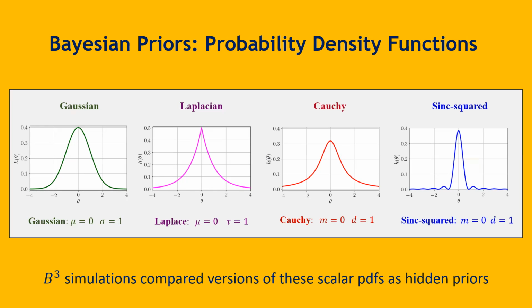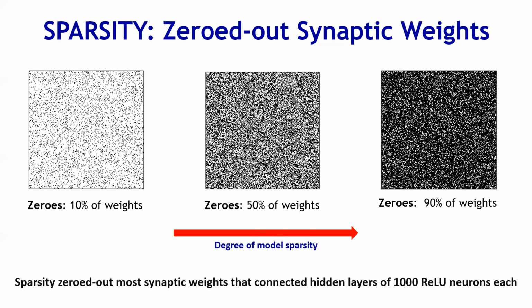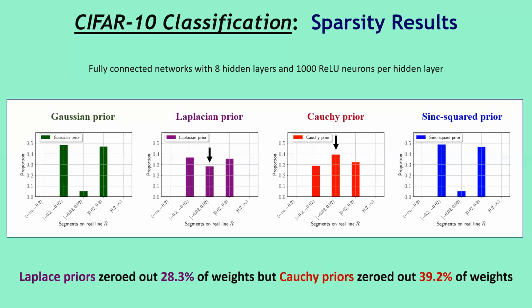The four priors we applied to the B-cube simulations are Gaussian, Laplacian, Cauchy, and Sinc-Squared. In the CIFAR-10 case, the best performance we had came from Sinc-Squared. In particular, it outperformed in classification accuracy Gaussian. These outperformed in general uniform or bidirectional, B-squared, and they all outperformed unidirectional backpropagation. But what about the sparsity? How well do these priors zero out the weights, if at all, and still give a good classification?